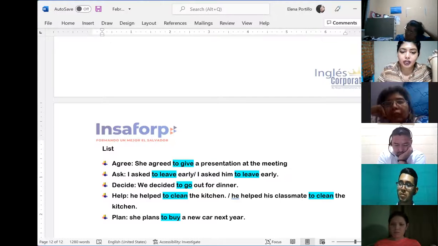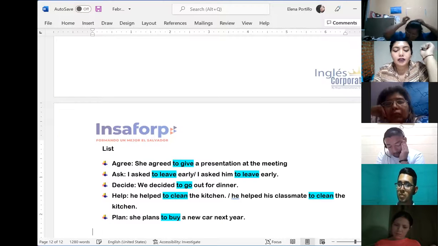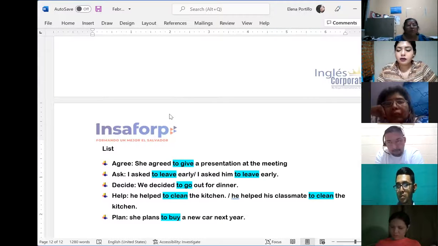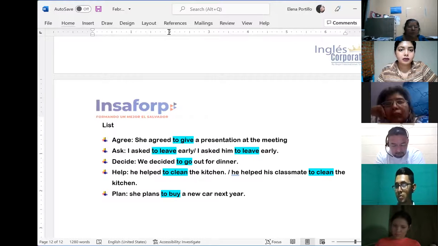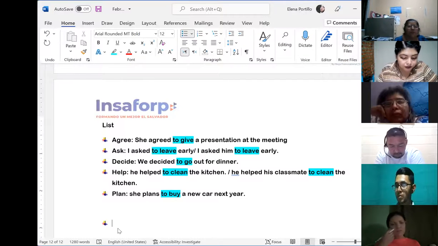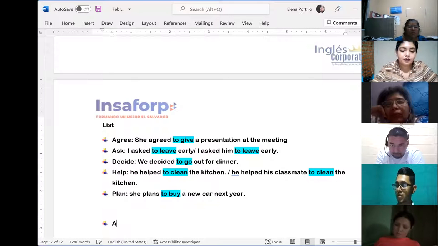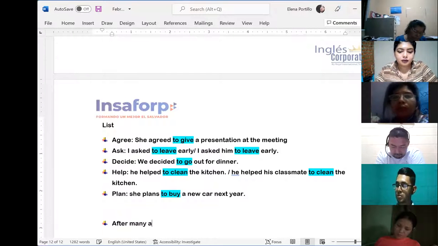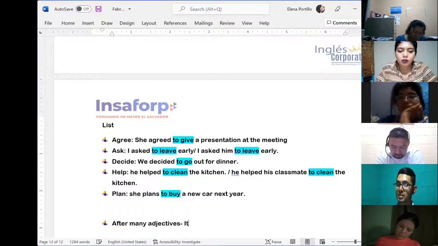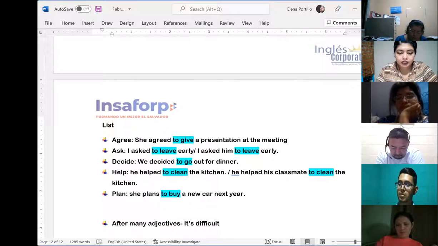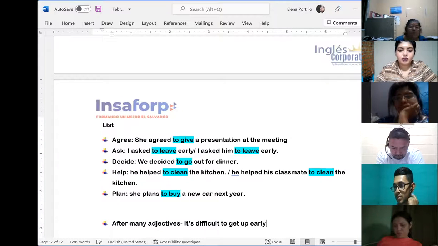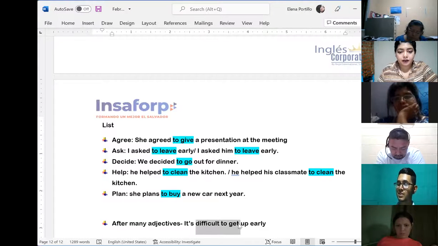Then we have another way to use this infinitive, and it is after many adjectives. And we have an example: it's difficult to get up early. So we know that difficult is the adjective and we have the infinitive here.